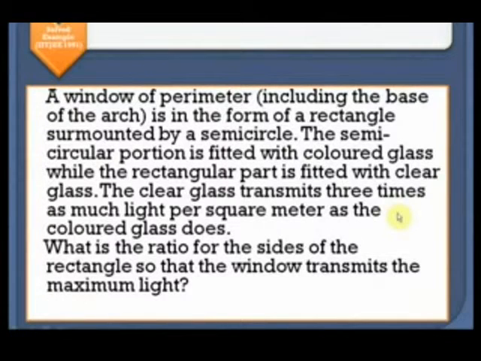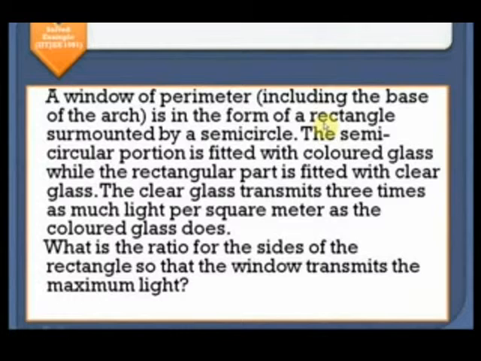A window of given perimeter, including the base of the arc, is in the form of a rectangle surmounted by a semicircle. The semicircular portion is fitted with colored glass, while the rectangular part is fitted with clear glass. The clear glass transmits 3 times as much light per square meter as the colored glass does. Now what is the ratio for the sides of the rectangle so that the window transmits the maximum light?